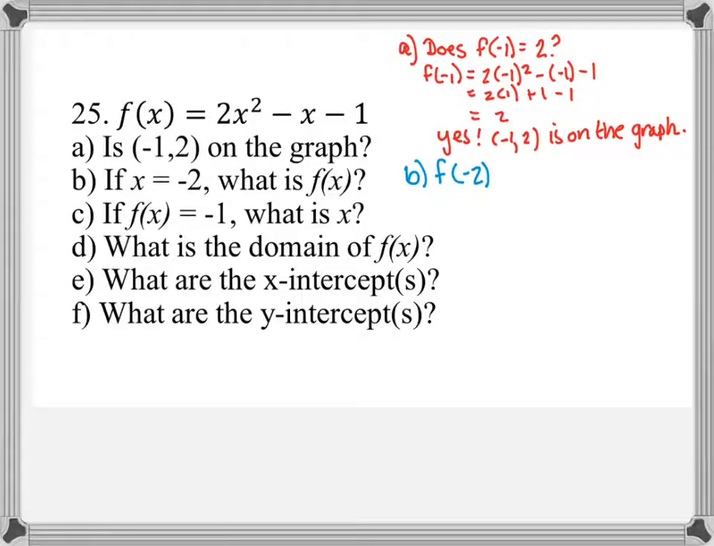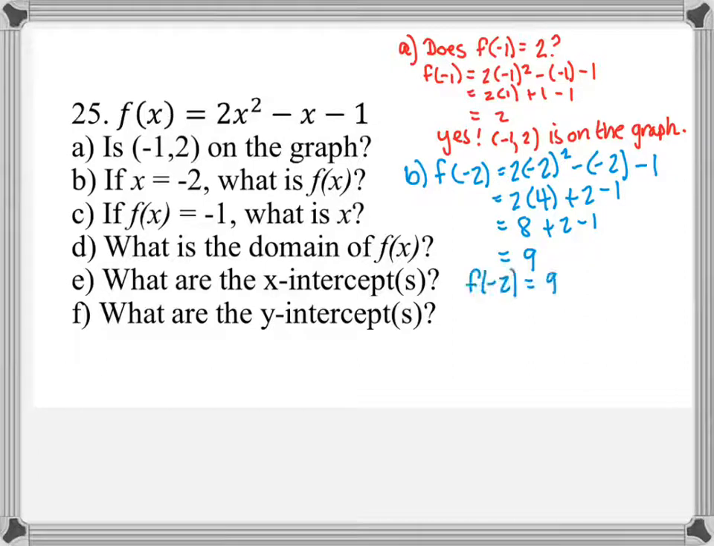B is saying if x equals negative 2, what's f of x? In other words, what is f of negative 2? f of negative 2 equals 2 times negative 2 squared minus negative 2 minus 1, which is equal to 2 times 4 plus 2 minus 1, which is 8 plus 2 minus 1, or 9. So f of negative 2 equals 9.